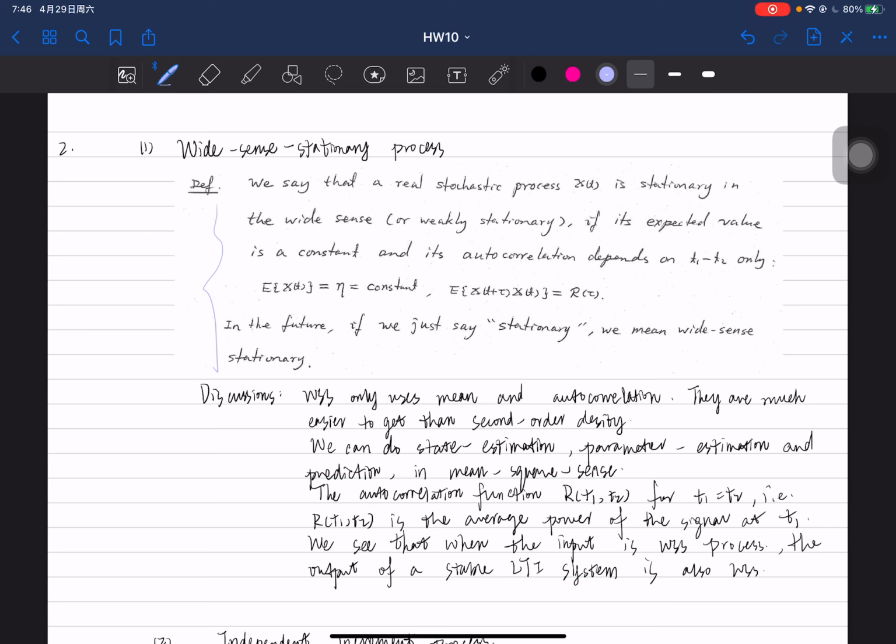WSS only uses the mean and autocorrelation, and in practice, they are much easier to get than the second order density. Based on the mean and the autocorrelation function, we can do many things. We can do state estimation, parameter estimation, and projection in the mean square sense.